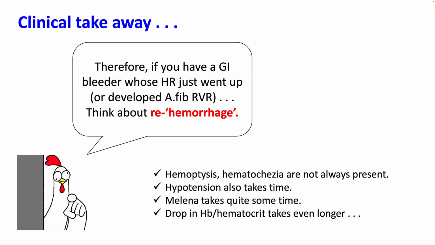The clinical importance of this finding is if you have an active bleeder whose heart rate just went up, that means became more tachycardic, that patient is most likely rebleeding. Other things that make you suspect active bleed like hemoptysis and hematochezia are not always present. Hypotension takes time, melena takes quite a long time, and a drop in hemoglobin or hematocrit also takes time. So tachycardic response is the quickest way to figure out if there's an active bleeding going on.